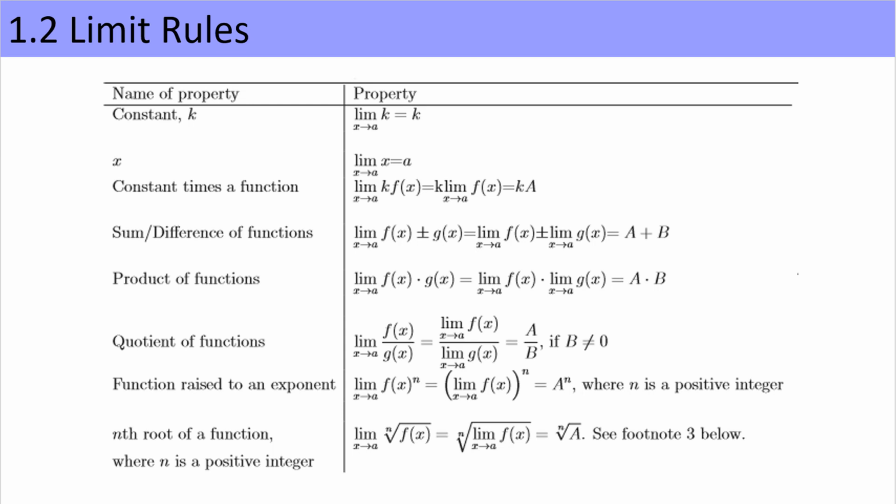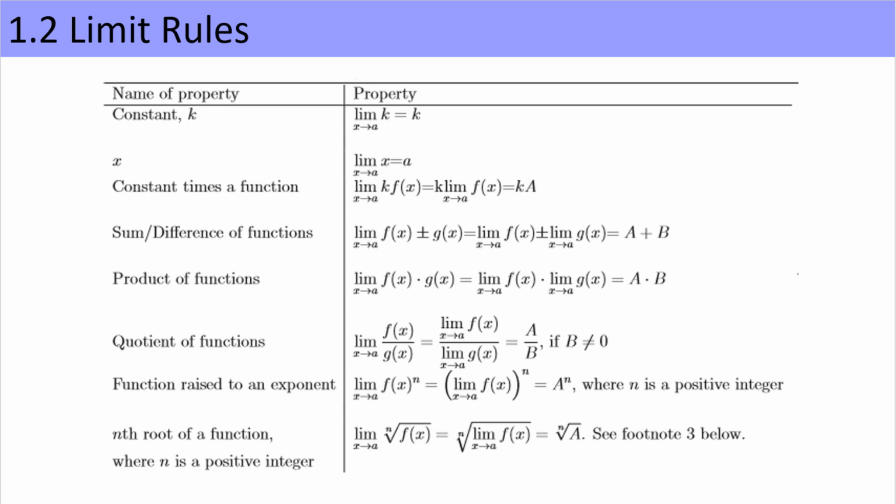Name of property, the constant property. The property states that the limit as x goes to a of any constant is that constant. Remember, if you're looking at a constant, you're looking at, say, y equals 7. It's a horizontal line. The value does not change. The next property would be x, and so the limit as x approaches a of x equals a. X takes on whatever value that it's approaching.